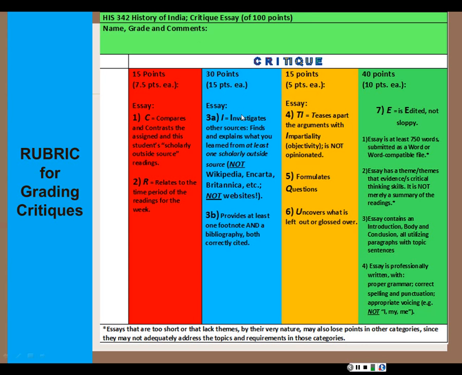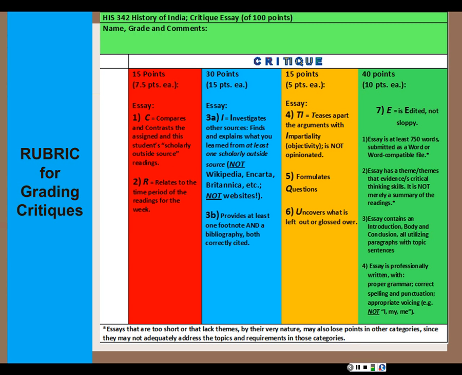30 points are divided into 2 categories. Now, these two points are very important. You see that this is the category with the second highest number of points. So I want you, in addition to reading the assigned readings for the class for each week, to find some other scholarly reading on your own that has not been assigned. And we are going to call that the scholarly outside source.